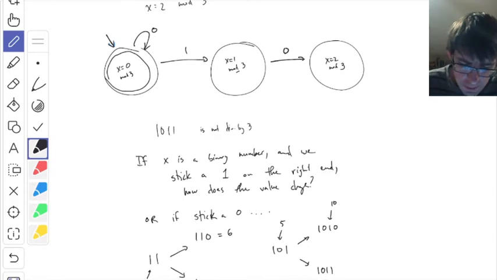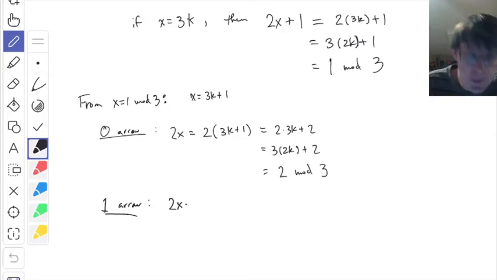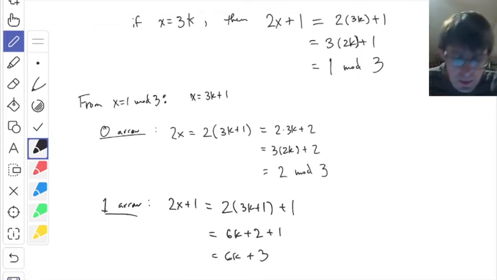All right, let's try from the middle state, the arrow with a 1 on it. This one, so this is the 1 arrow. When you do the 1, you turn the number into 2x plus 1, and we just have to work out what this value is when I go mod 3. Well, it's 2 times 3k plus 1, plus 1. Rearrange this business here. I get 6k plus 2 plus 1. This is 6k plus 3. Right?